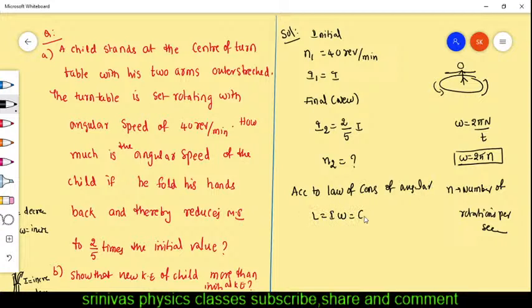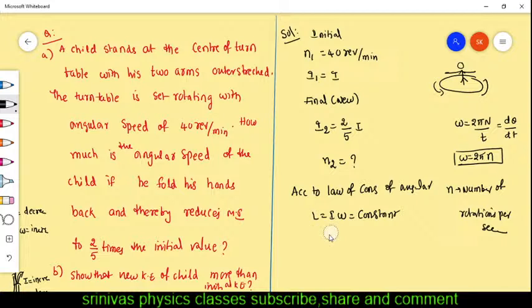I omega is constant. Omega we write as 2 pi N by t. Omega means angular velocity, angular displacement by time, and time I am taking as t. In one rotation, angular displacement is 2 pi, which is 360 degrees. In N rotations, angular displacement is 2 pi N. Here this capital N by t I am writing as small n, the number of rotations per second or per minute, whatever it may be.